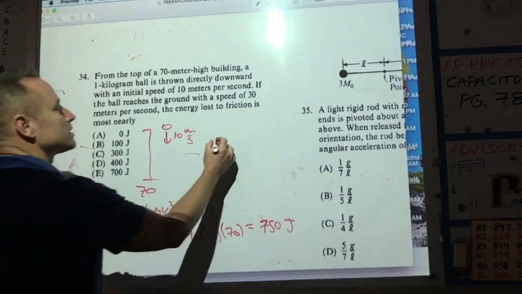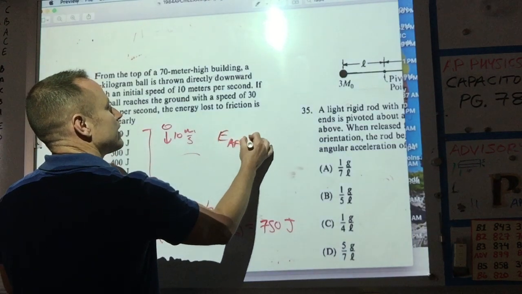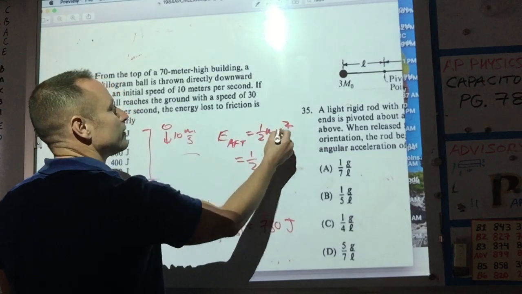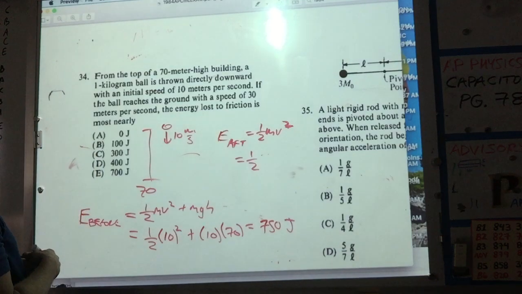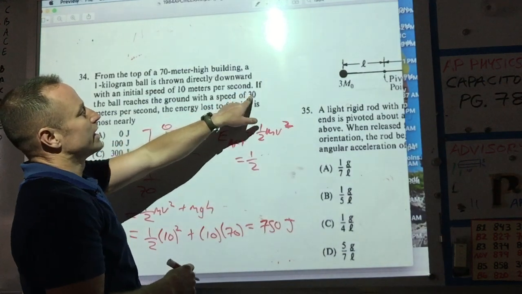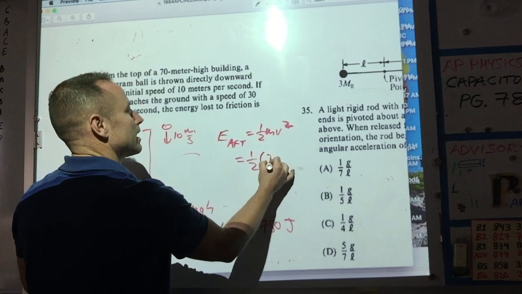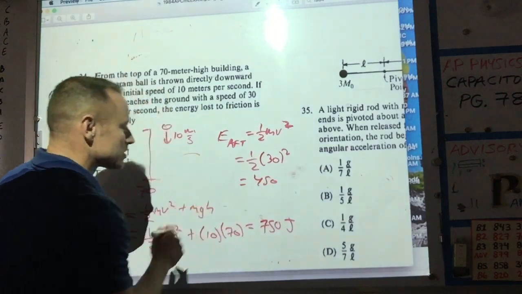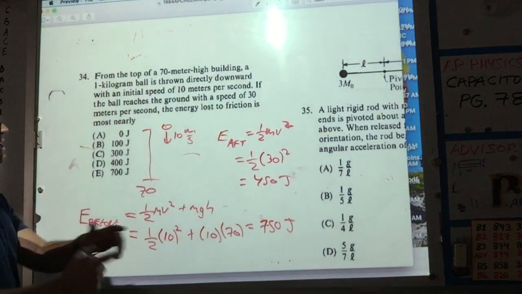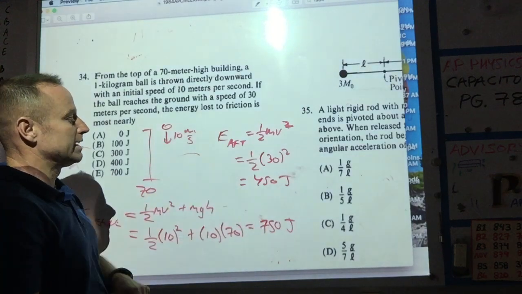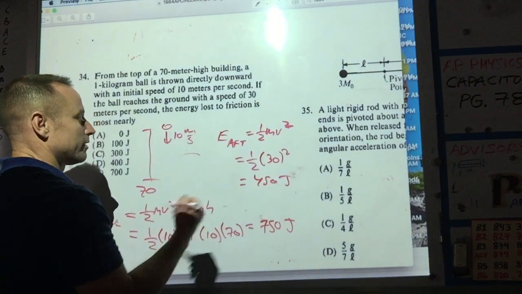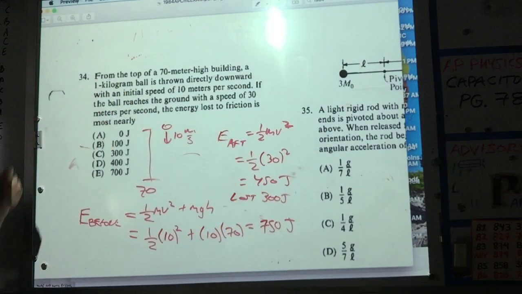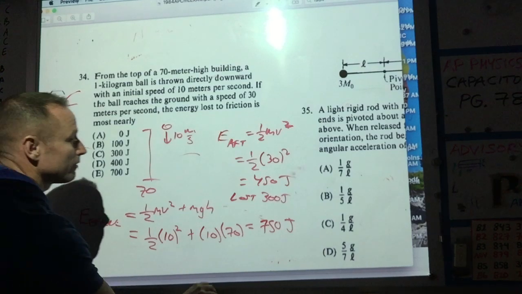Okay, now at the bottom, let's look at our E after. That's just going to be 1/2 mv squared. Again, the mass is just 1, so I'm going to leave it out. The v is 30, so v squared is 900. Half of 900 is 450 joules. So it should have had 750 total at the bottom, but only has 450. That means there's a discrepancy of 300. So it looks to me like we lost 300 joules to friction. So 34 should be C. And now we've got the very last question.